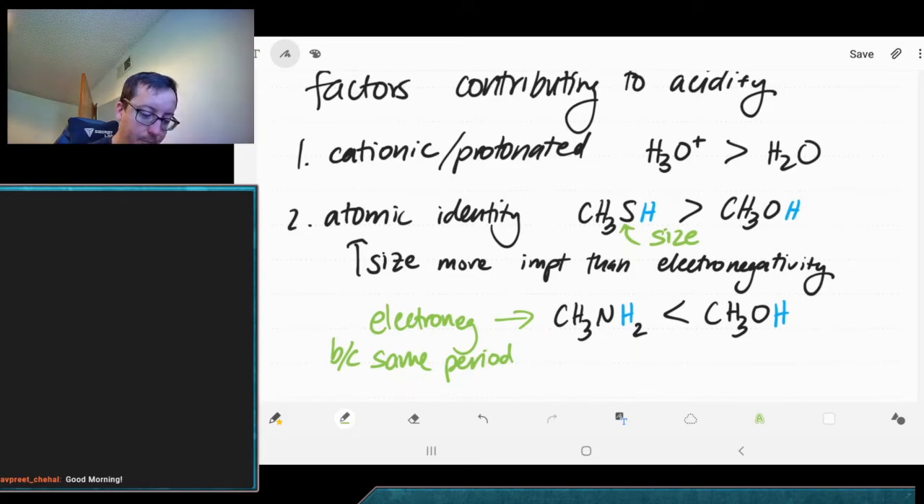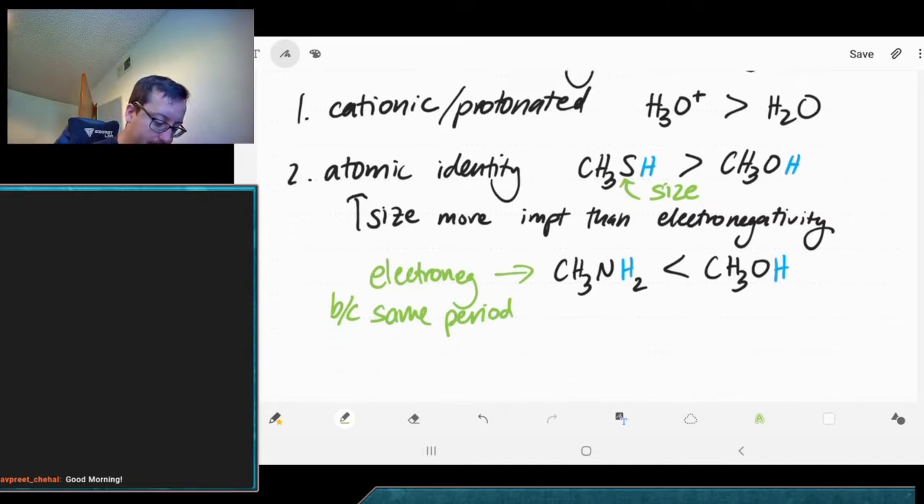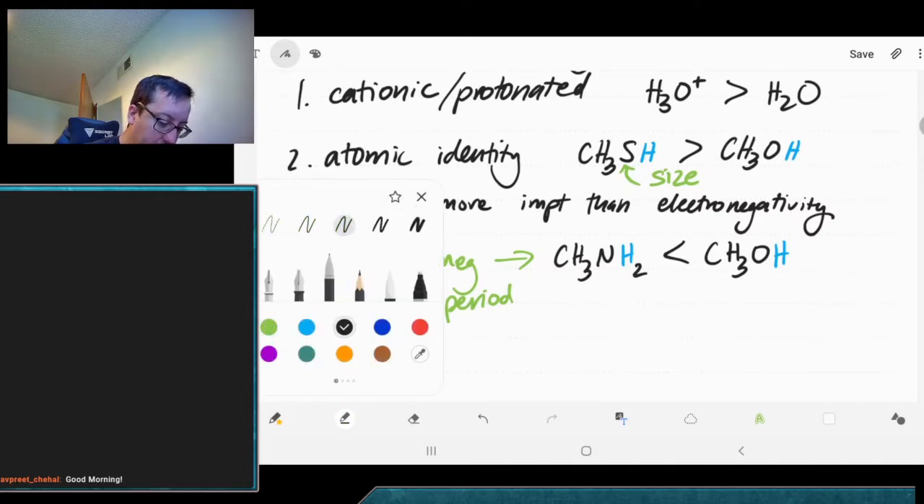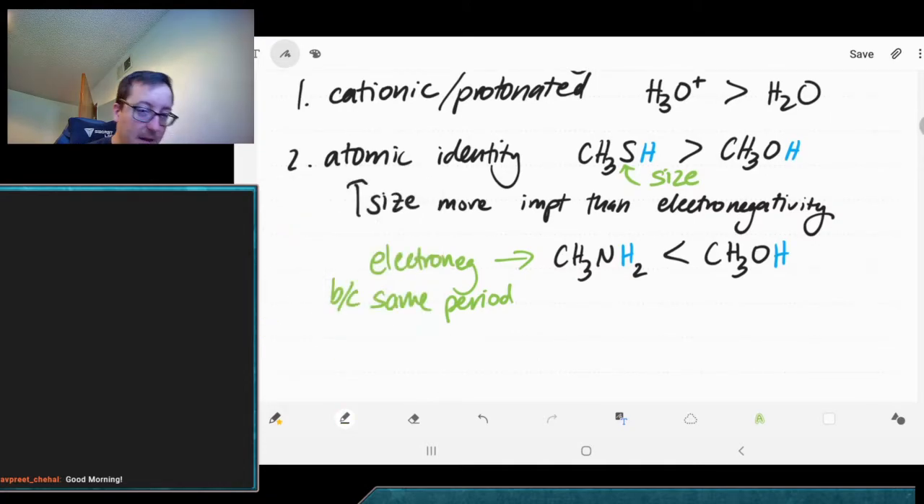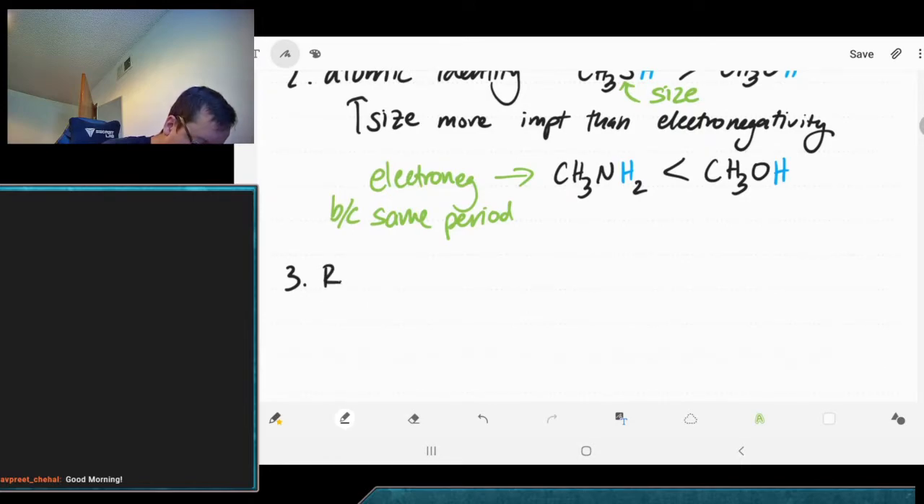Alrighty, so we've covered those two. We've got three to go. The next one, these are somewhat hierarchical. So in most cases, the most important factor is going to be the comparison between a cationic and a non-cationic acid. Then after that, we look at the identity of the atom to which it is attached. And then after that, now we're going to look at resonance.